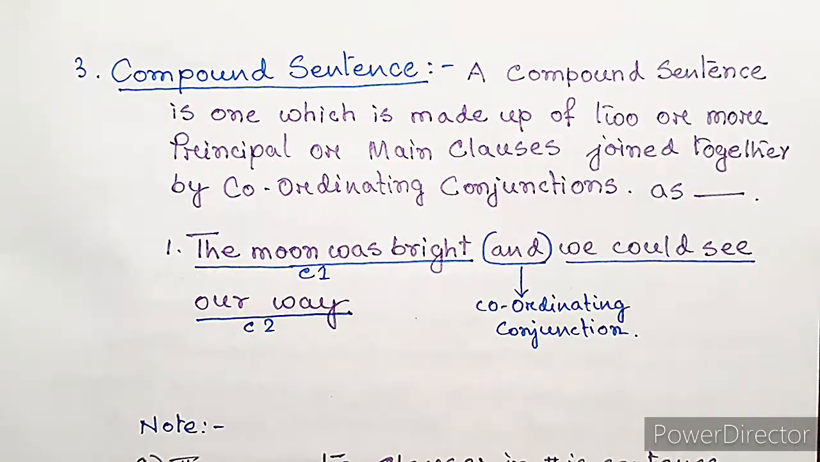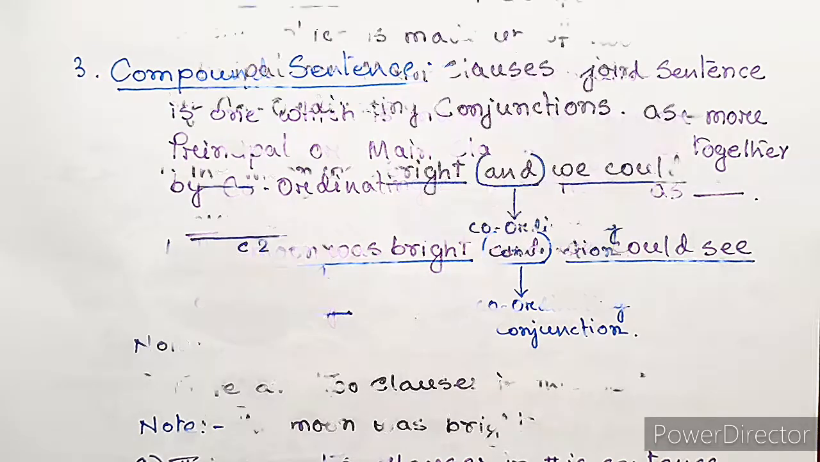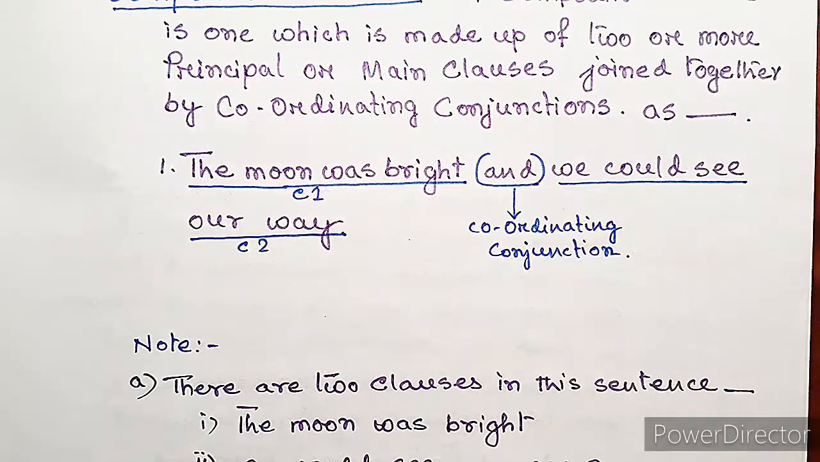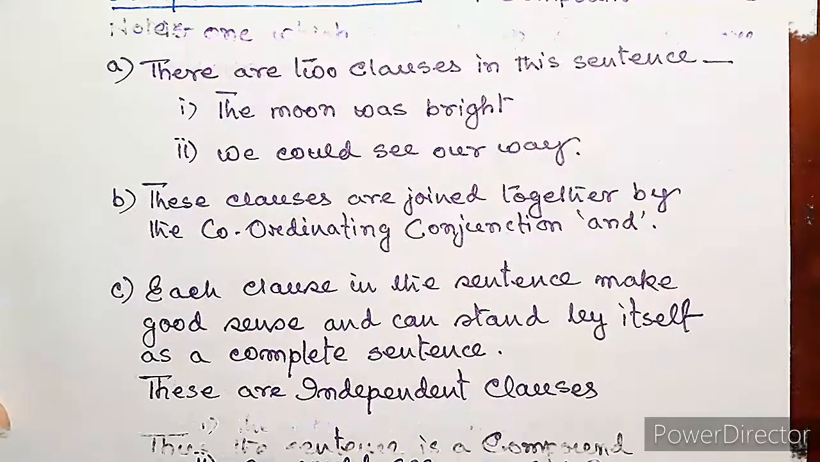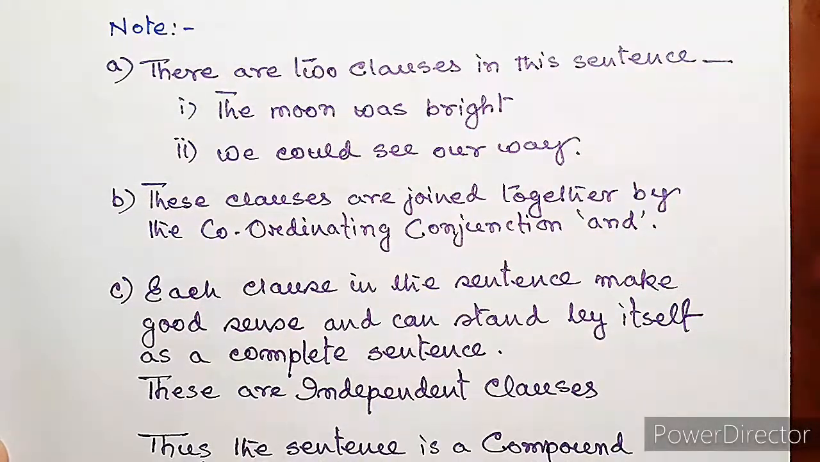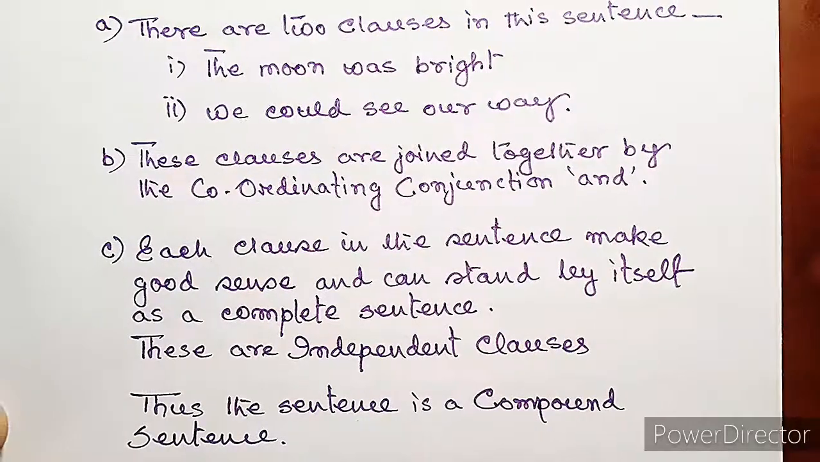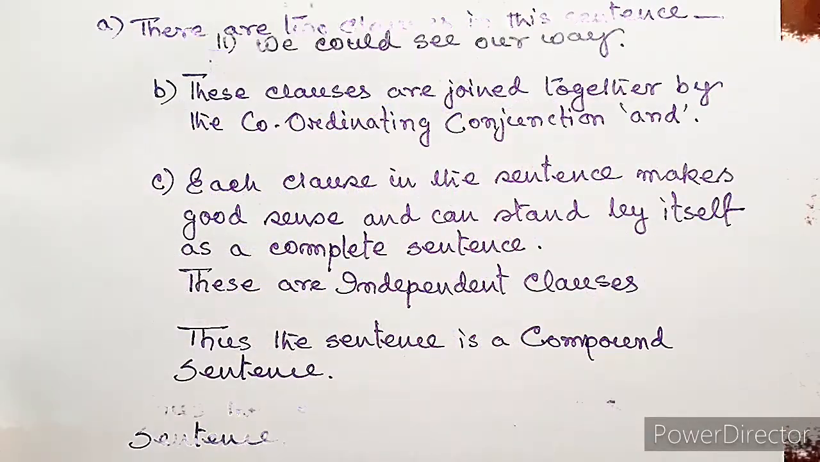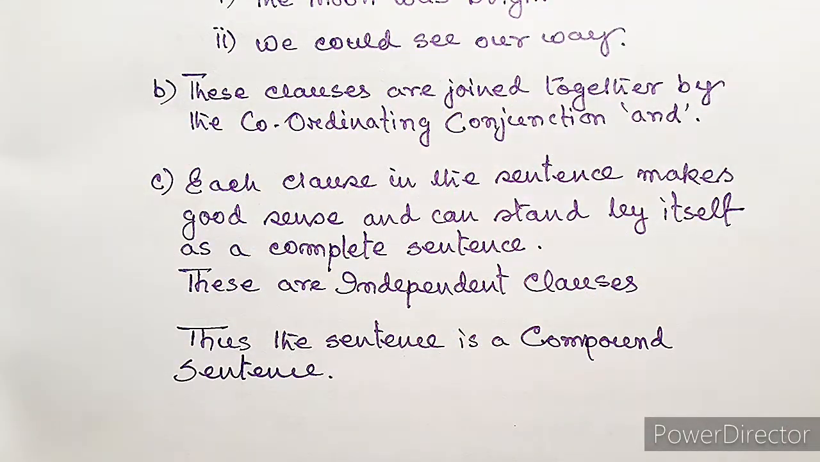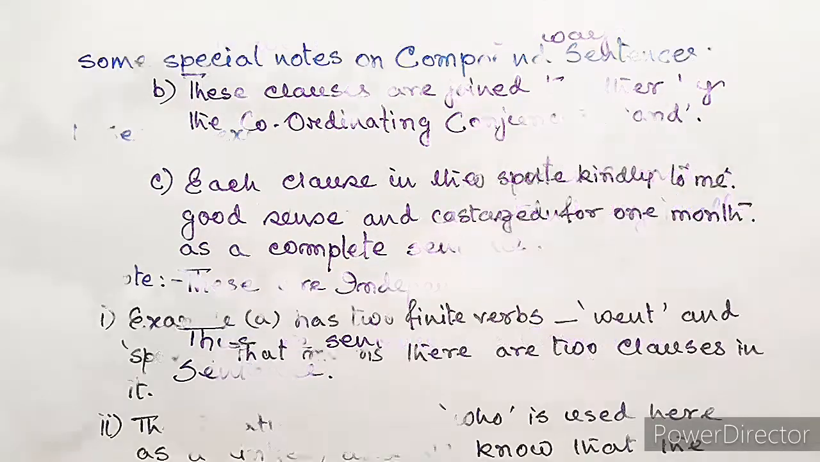Now, a compound sentence. A compound sentence is one which is made up of two or more principal or main clauses joined by a coordinating conjunction, as the moon was bright and we could see our way. Note, there are two clauses in this sentence. One, the moon was bright, and the second is we could see our way. These clauses are joined together by the coordinating conjunction and. Each clause in the sentence makes good sense and can stand by itself as a complete sentence. These are independent clauses, thus the sentence is a compound one.